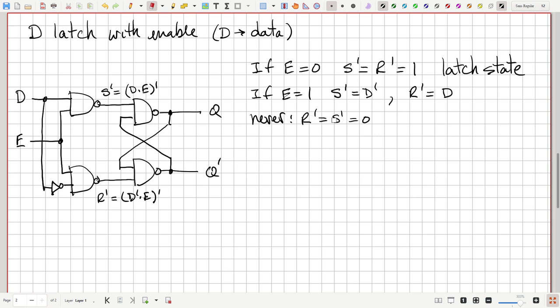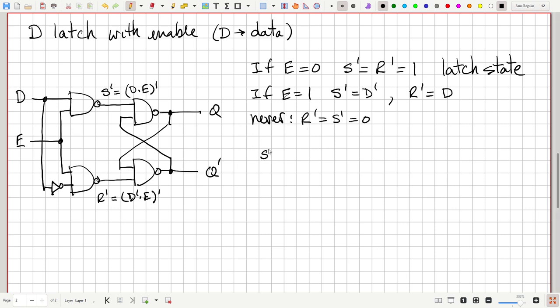Okay? And this is that avoid state, where R and S are both equal to 1, which would cause Qn to actually be the same as Q. And we can never get that state here. So indeed, this output we can label as Q prime. It will always be the inverse of the Q. We never get that state.